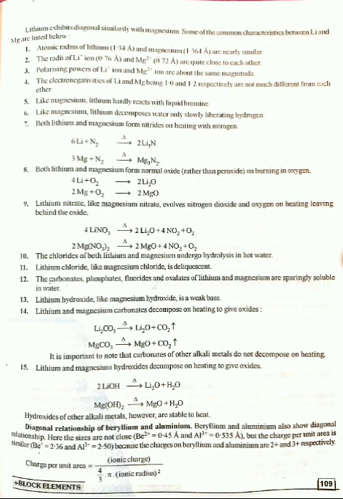Hydroxides of other alkali metals, however, are stable to heat. Diagonal relationship of beryllium and aluminium. Beryllium and aluminium also show diagonal relationship. Here the sizes are not close.